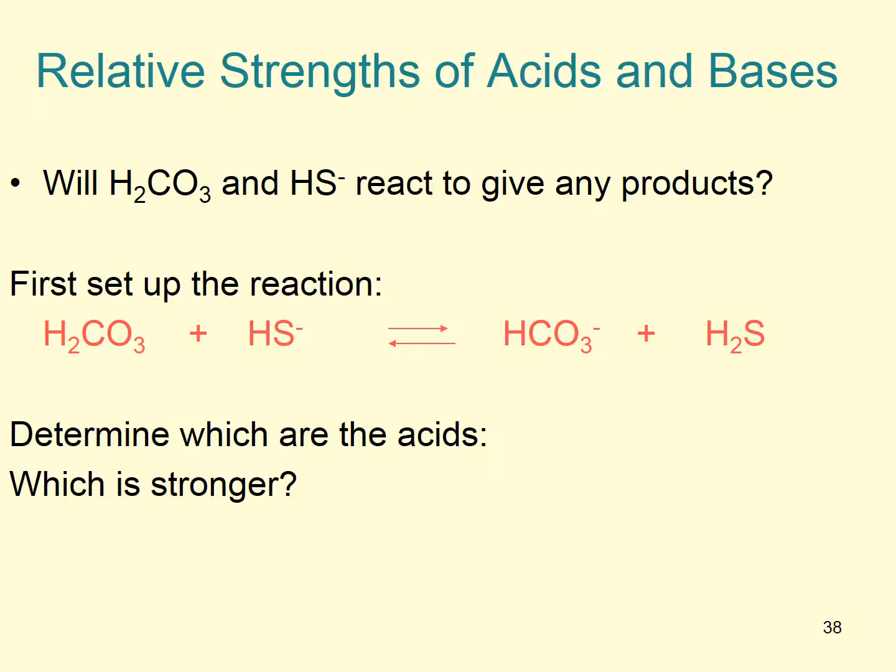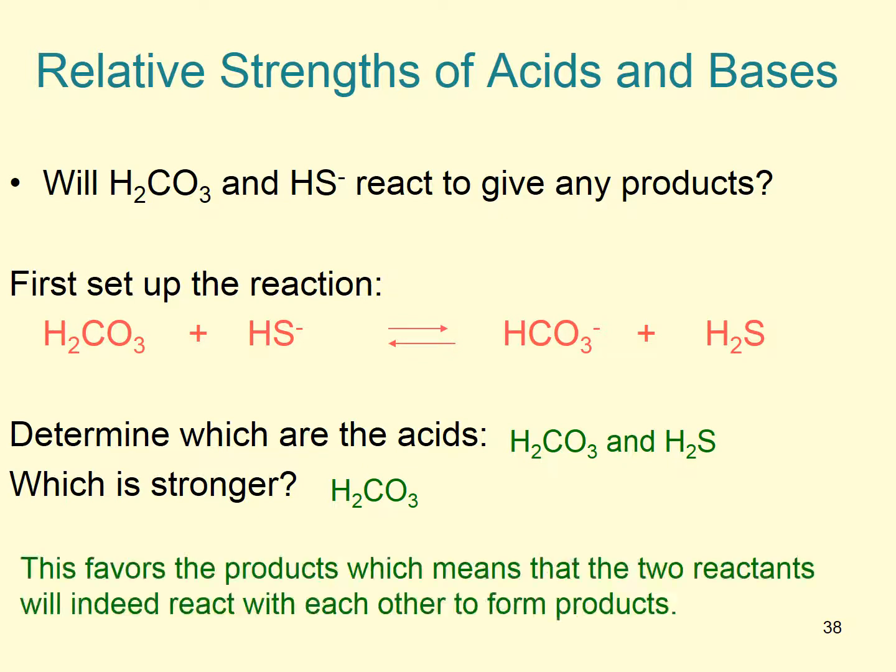So again, we want to figure out which are the acids. On the left, it could be a little confusing because both of those have H's, actually, they all have H's. So you want to see which one is the acid. The H2CO3 is an acid on the left, and the H2S is the acid on the right. Which is stronger? The H2CO3 is stronger if you go back and look at that chart. And so the reaction will go from the stronger acid to the weaker acid. So it will go to the right, which means that yes, a fair amount of products will be formed in this reaction.